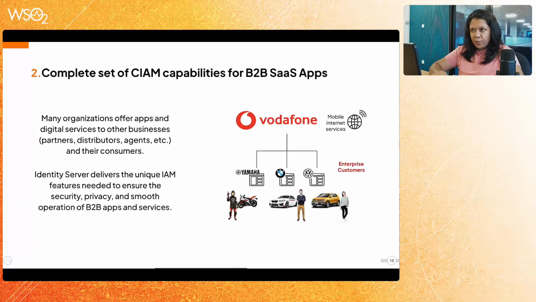So next we are moving into discuss the B2B capabilities. So support for CIAM use cases of B2B SaaS apps is also a key differentiator in Identity Server 7. The capabilities we have brought into the product includes a lot of learnings from our customers, which is like 40% of our current customer base.